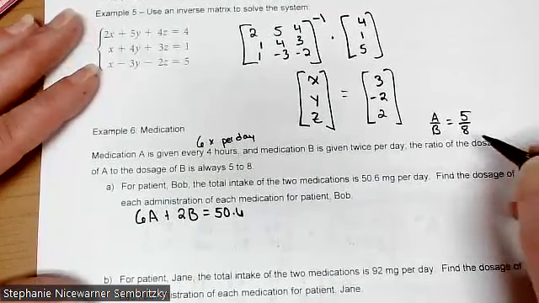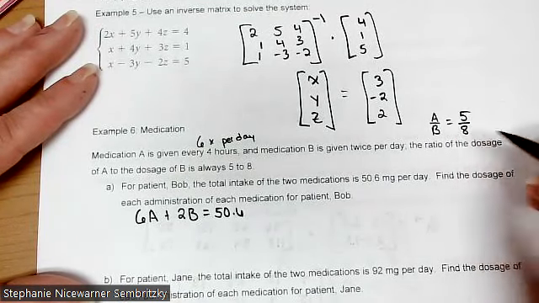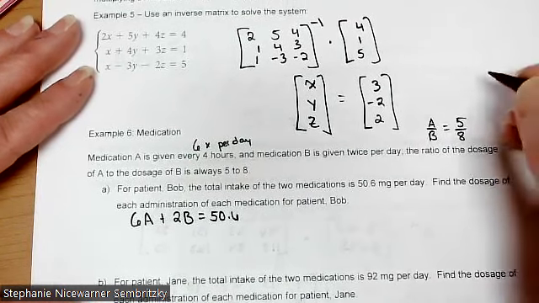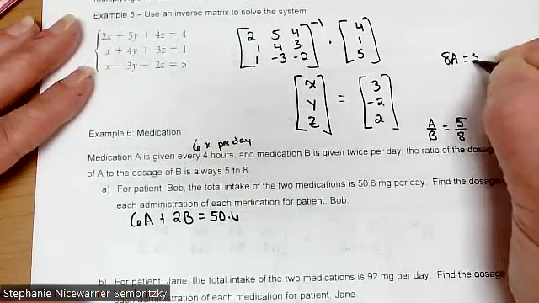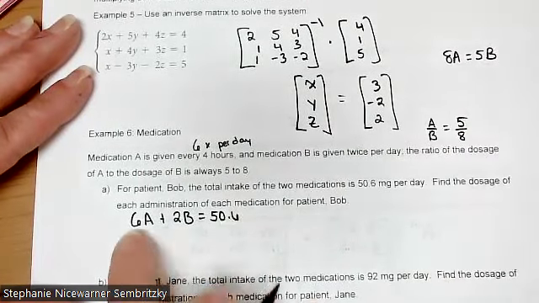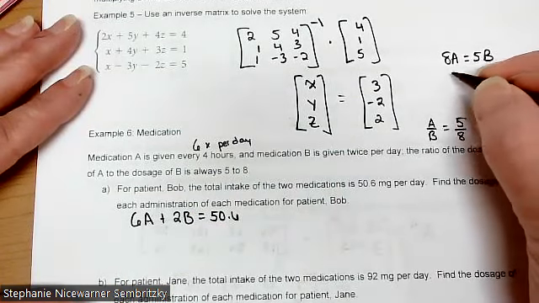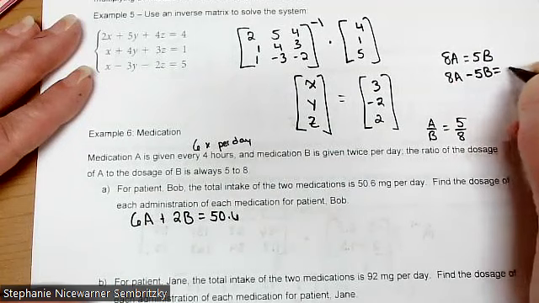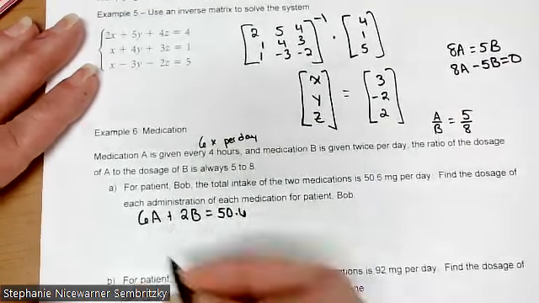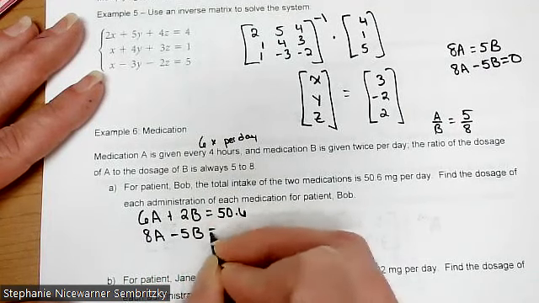So the first thing I'm going to do is cross multiply. So 8 times A equals 5 times B. But I want it to look more like that, so I'm going to subtract 5B and get this equation: 8A minus 5B equals 0.